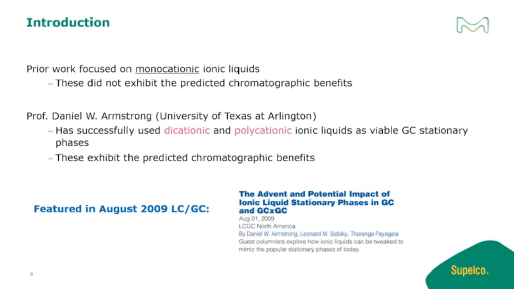So then Dan's group started making dicationic and polycationic ionic liquids, and they showed some very predictable chromatographic benefits. This is one of the first papers that we published with Dan's group in LCGC back in August of 2009, called The Advent and Potential Impact of Ionic Liquid Stationary Phases in GC and GC×GC.